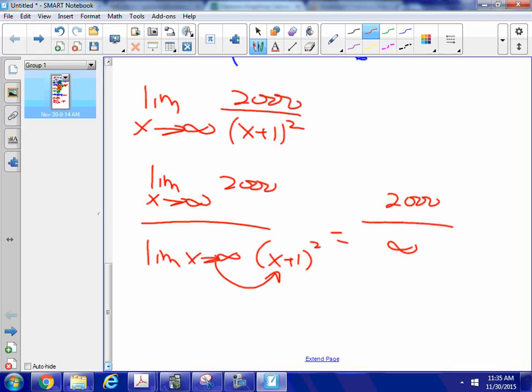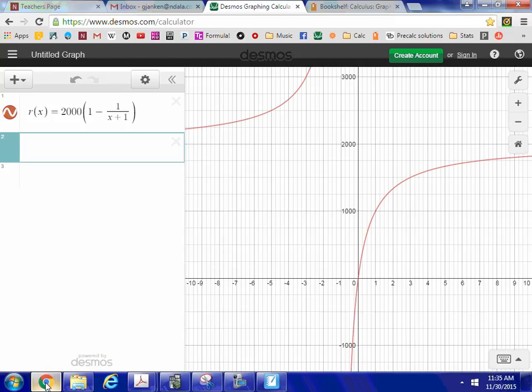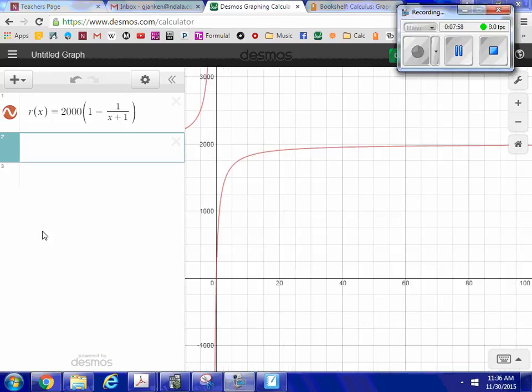Well, what's that telling me? One thing it's telling me is that if I look at the graph that I designed here, as x approaches infinity, as x gets really large, the slope is going to be getting closer and closer to 0. Well, let's see if we can see what that looks like. So here I changed my x scale to go up to 100, and yes, I can see that the slope is getting flatter and flatter and flatter, and it's really approaching the number 2,000.